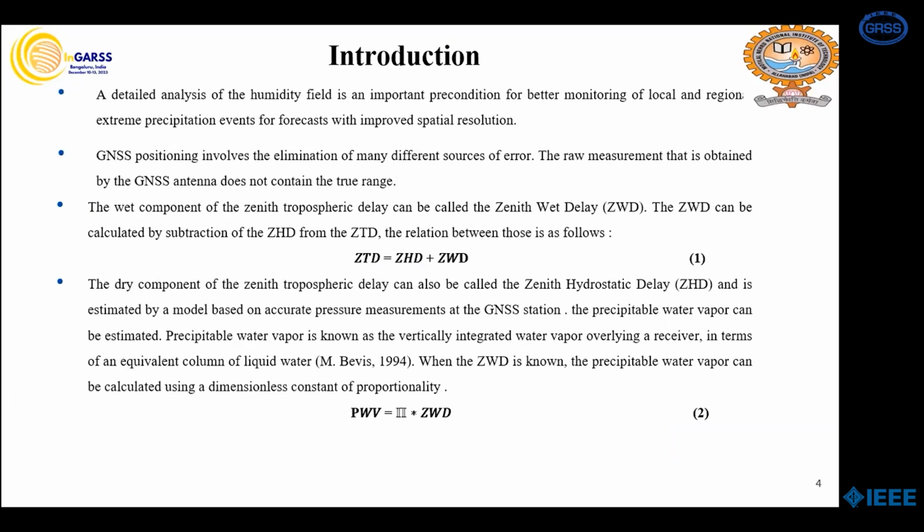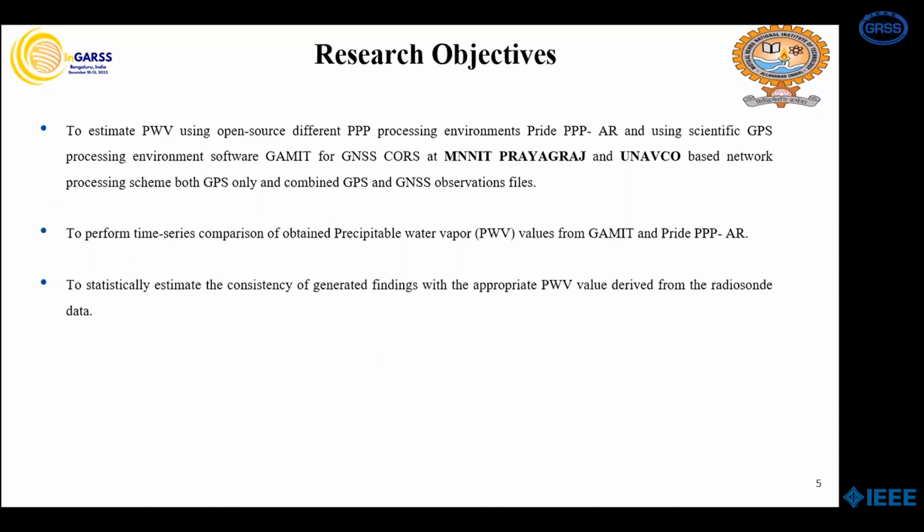This is my introduction part. A detailed analysis of the humidity field is an important precondition for better monitoring of local and regional extreme precipitation events, or forecasting with improved spatial resolution. GNSS processing involves the correction of many different sources of error. The raw measurement by the GNSS does not contain the true range.